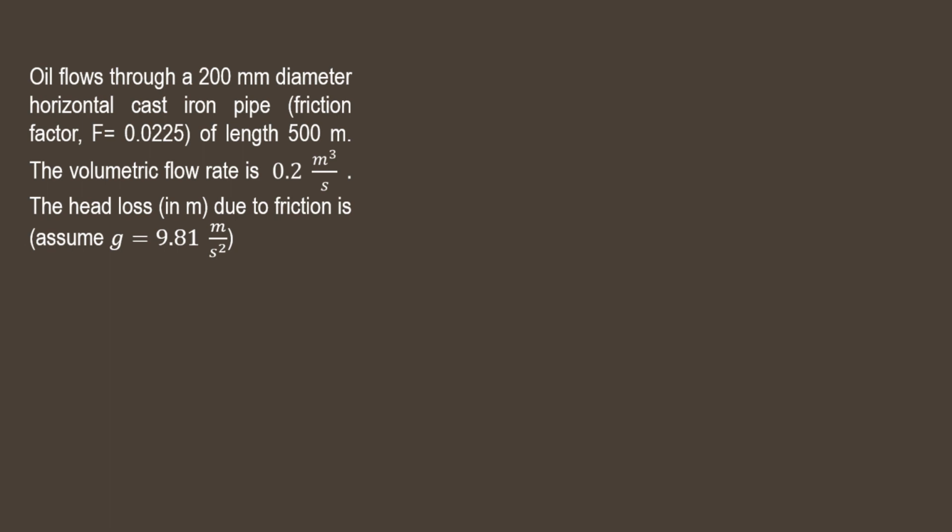Oil flows through a 200 mm diameter horizontal cast iron pipe having friction factor F equal to 0.0225 of length 500 meter. The volumetric flow rate is 0.2 meter cube per second. The head loss due to friction in meter is, we have to calculate that particular value, assuming that gravitational acceleration g is equal to 9.81 meter per second square. So various options are given and we have to choose the correct option out of that.